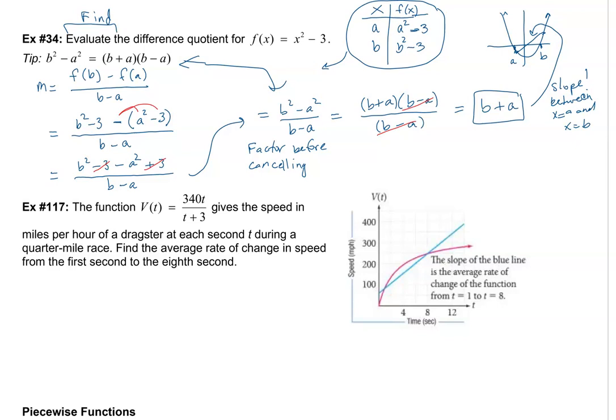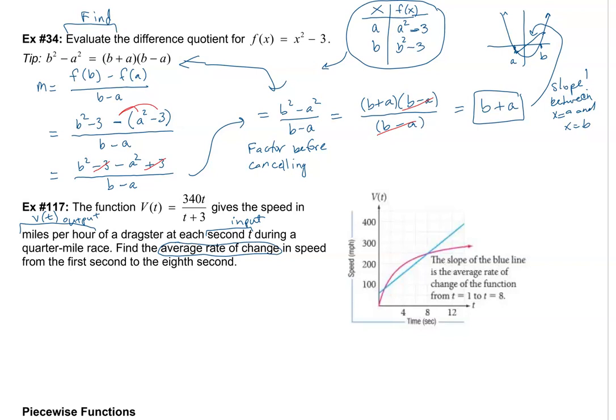Okay. So here's now a little more concrete example, possibly, rather than just arbitrarily 2 points floating in space. So exercise number 117, the function v of t equals 340t over t plus 3 gives the speed in miles per hour. So that's our output, v of t. We get out a miles per hour of a dragster at each second t, that's our input, seconds, during a quarter-mile race. Find the average rate of change in speed from the first second to the 8th second.